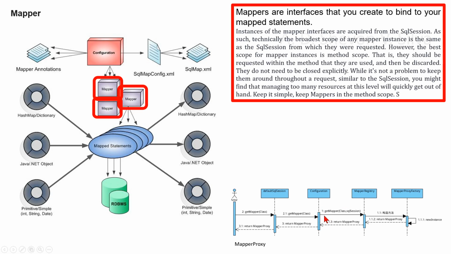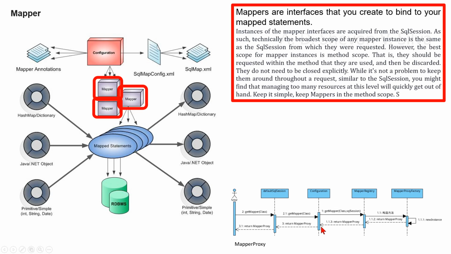Here the configuration is connected to the mapper proxy via get mapper class SQL session. The mapper proxy is connected to the mapper registry. The mapper registry is connected to the mapper proxy factory. The mapper proxy factory is connected to itself by a new instance. The mapper proxy factory is connected to the mapper registry via return mapper proxy. The mapper registry is connected to the configuration via return mapper proxy.